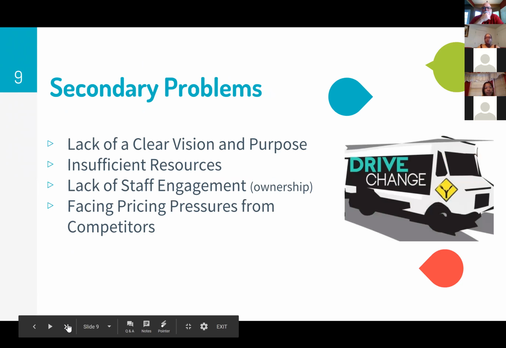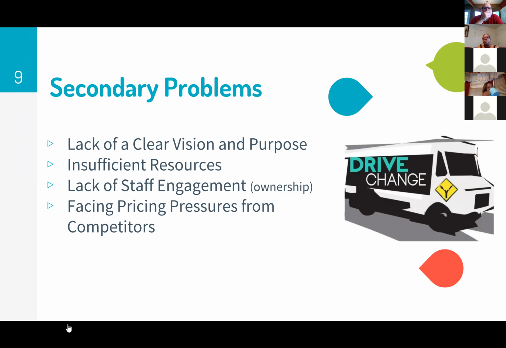The secondary problem, as we discussed, we thought was a lack of clear vision and purpose, insufficient resources, lack of staff engagement and ownership, and that's what Sarah and I were talking about in regards to the lack of equipment, being in the 70s per se, and facing pricing pressures from competitors.